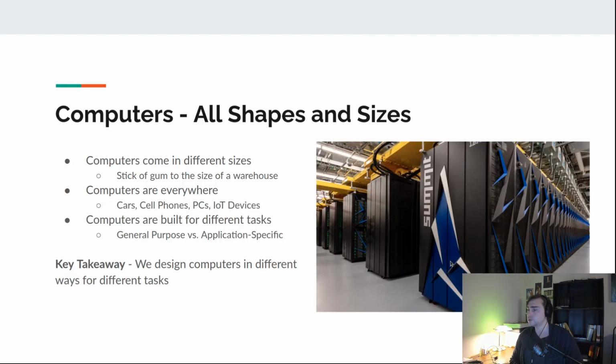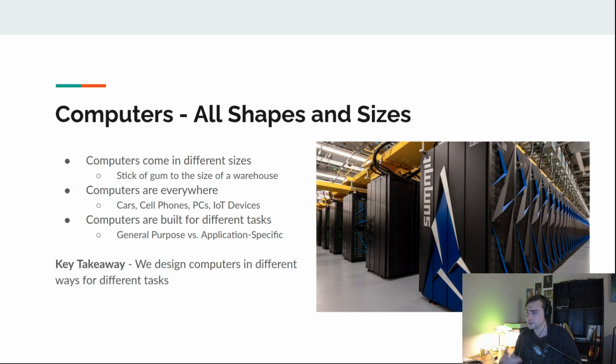To start out, we'll do a brief discussion of the landscape of computing today. Computers really come in all shapes and sizes. We have computers that are as small as a stick of gum, and computers that are enormous, like the size of a warehouse. On the small end of things, you can have something like a Raspberry Pi or a Raspberry Pi Zero. On the large side of things, you have giant supercomputers like the Summit supercomputer that I believe was at Oak Ridge National Lab. That'll take up an entire warehouse.